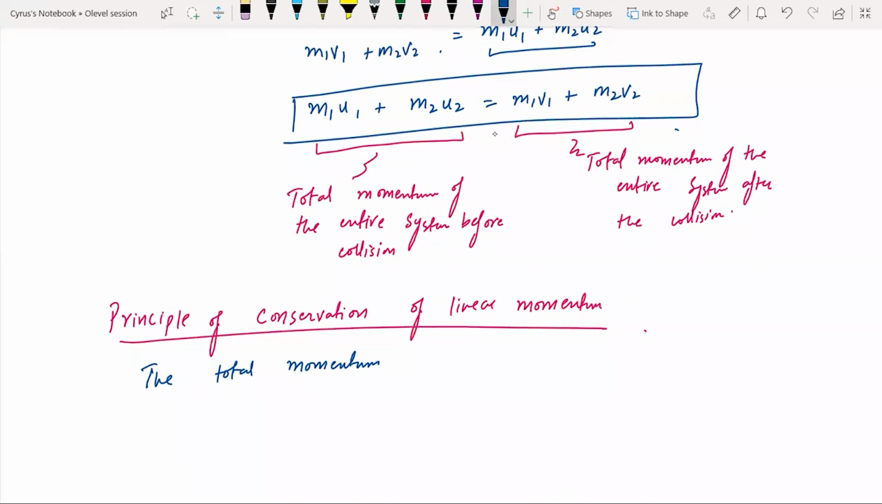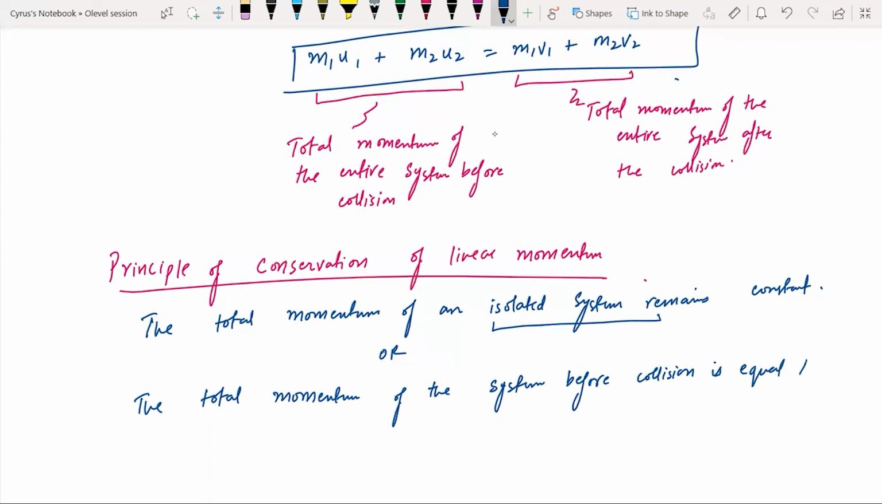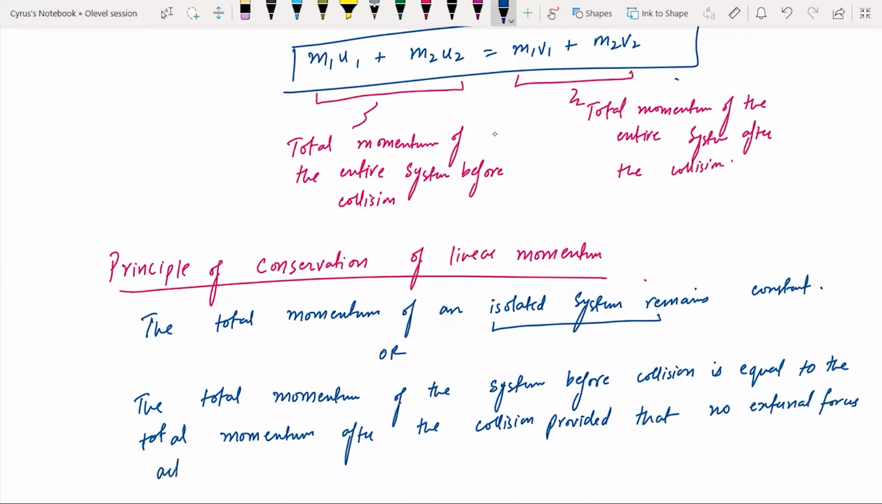ठीक है? या आप लिख सकते हैं, इसको आप आसान तरीके से लिख सकते हैं, the total momentum of an isolated system remains constant. ठीक है, एक तो ये है एक लाइन में, लेकिन दूसरी जरा आइसोलेटेड का मतलब है कि कोई एक्सटर्नल फोर्स एक्ट नहीं करे। दूसरा जो है आप वो लिख सकते हैं दैट द टोटल मोमेंटम of the system before collision is equal to the total momentum after the collision, provided that no external forces act on that system.